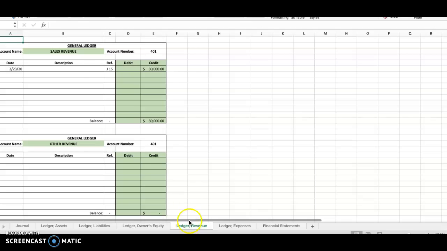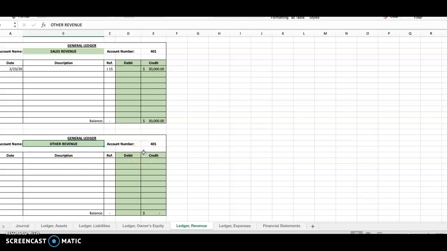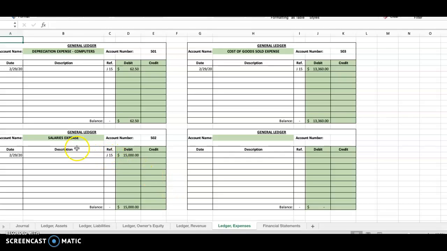Income summary, we'll explain that later on. Then revenue. We have sales revenue. Remember, we made one sale this month, $30,000. And then we have this other account, the other revenue account. That came into play yesterday in the problem you had. So that's a new account. We're not using that in this particular demonstration, however. We have expenses, depreciation expense that we journalized and then posted for the office equipment, the computers, salary expense that we had, and then the cost of goods sold expense.